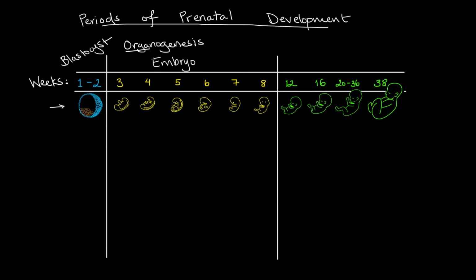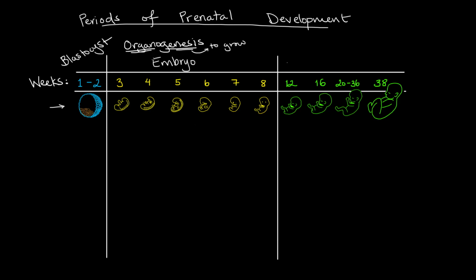And organ, of course, just means organ, like a bodily organ, like a heart or lungs or kidneys. And genesis means to grow or to develop. So a baby growing or developing organs is organogenesis. So it's the process in which the baby starts creating these organs, like the heart or kidneys or lungs or what have you.